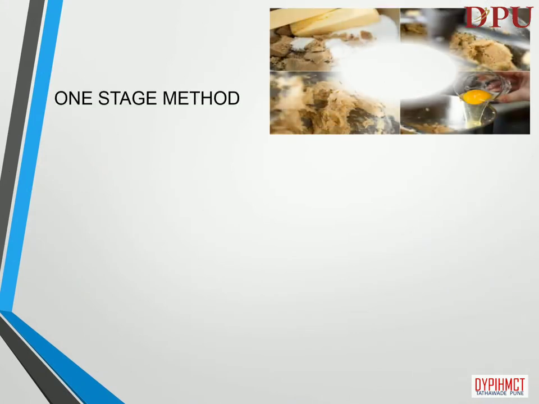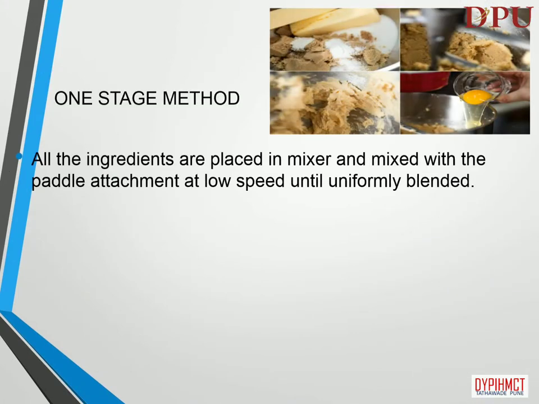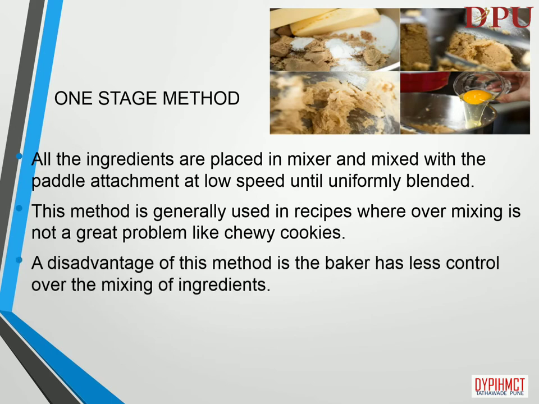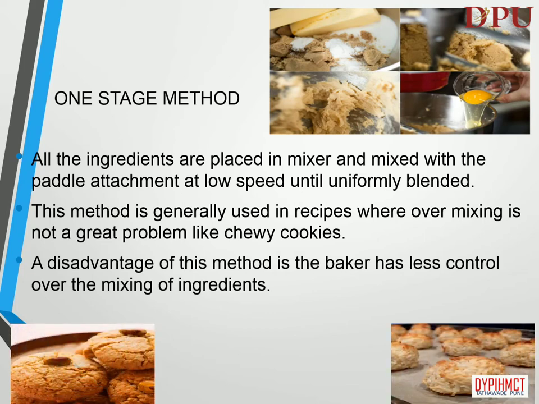One stage method. All the ingredients are placed in the mixer and mixed with the paddle attachment at low speed until uniformly blended. This method is generally used in recipes where over-mixing is not a great problem, like chewy cookies. A disadvantage of this method is that the baker has less control over the mixing of ingredients. Example: almond macaroons, coconut macaroons.